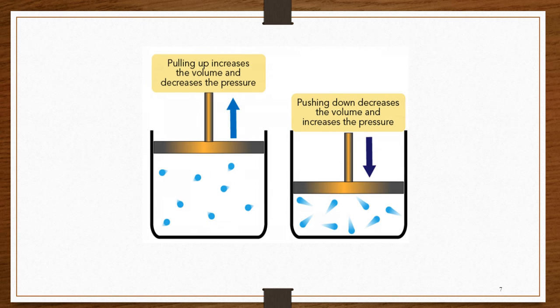And in this simple demonstration here, it is a clear example of what normally takes place when we look at Boyle's law. As you can see in our first figure here, we have 2 cans that are filled with gaseous particles, and it is written, pulling up the piston increases the volume and decreases the pressure. When you pull the piston up, it will increase the volume of the gaseous particles.